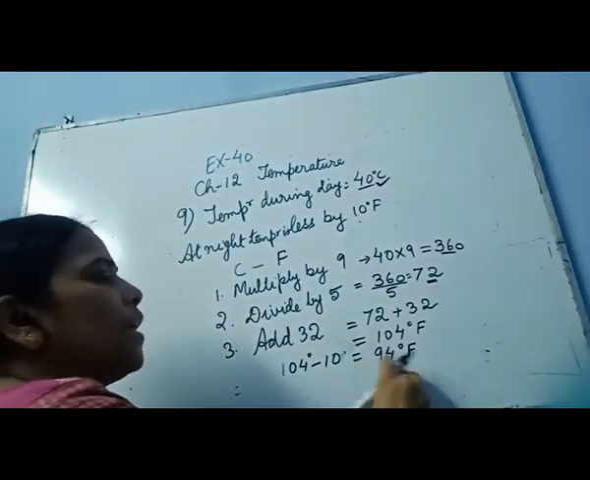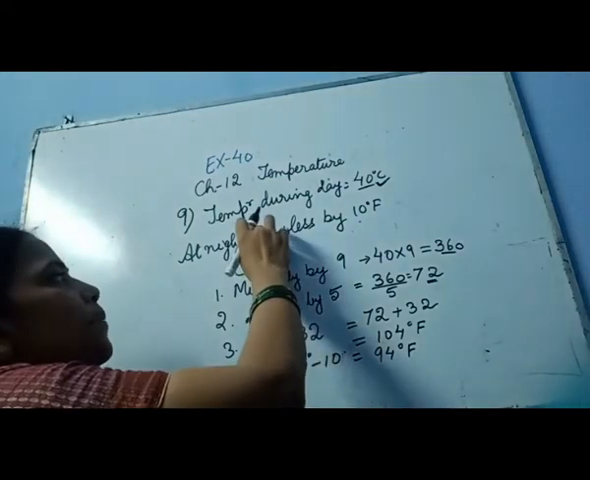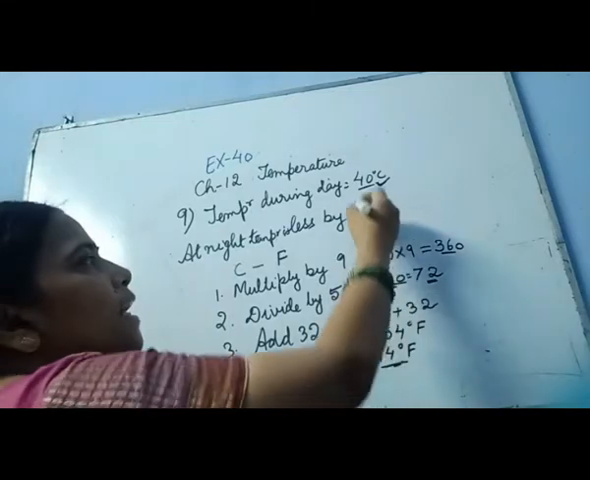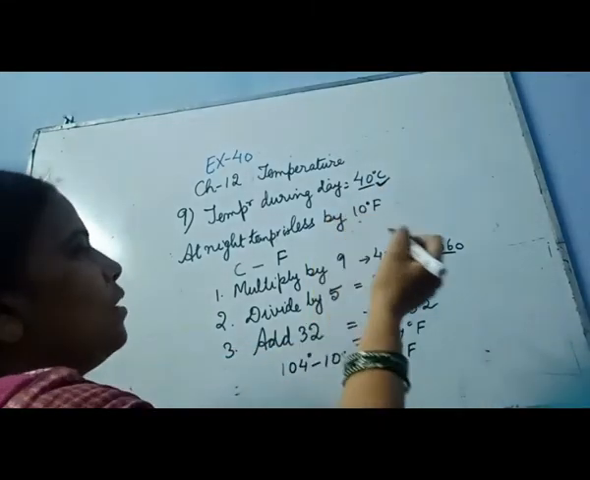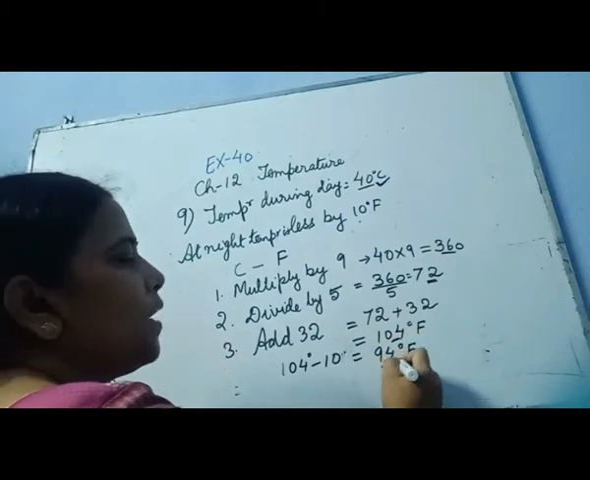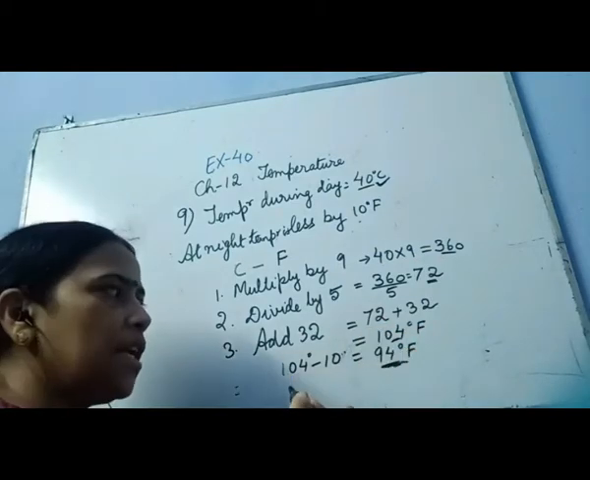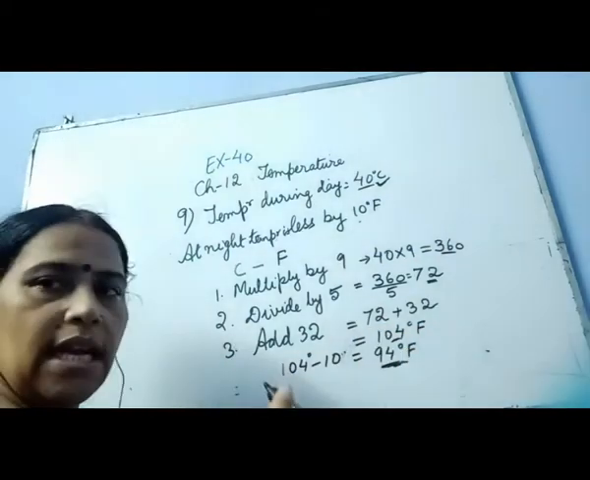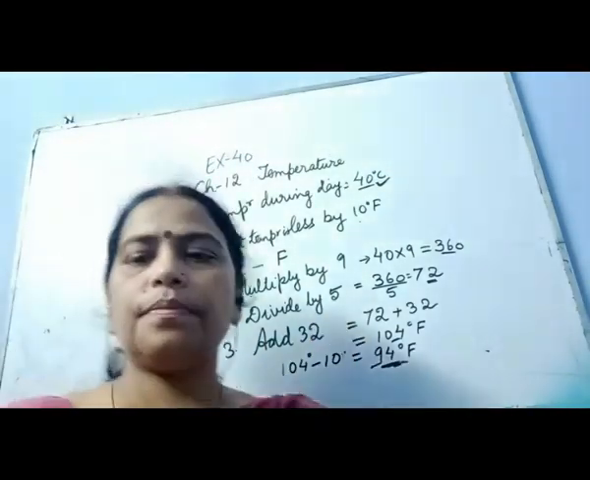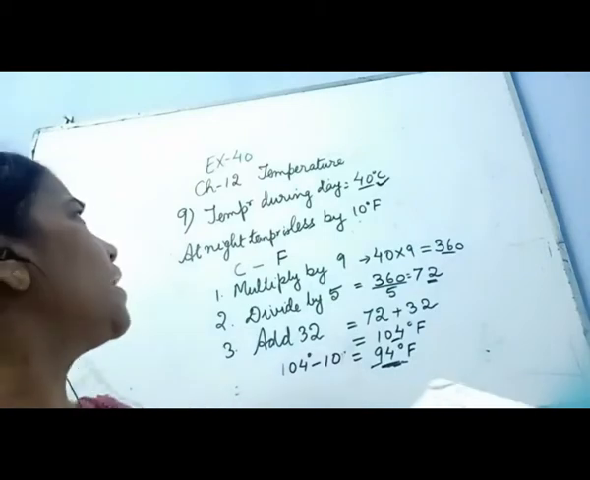So 94 degree Fahrenheit is the temperature at night time. In the day it is 104, and in the night it is 94 degree. So you can see here that the temperature has gone down by 10 degree Fahrenheit.